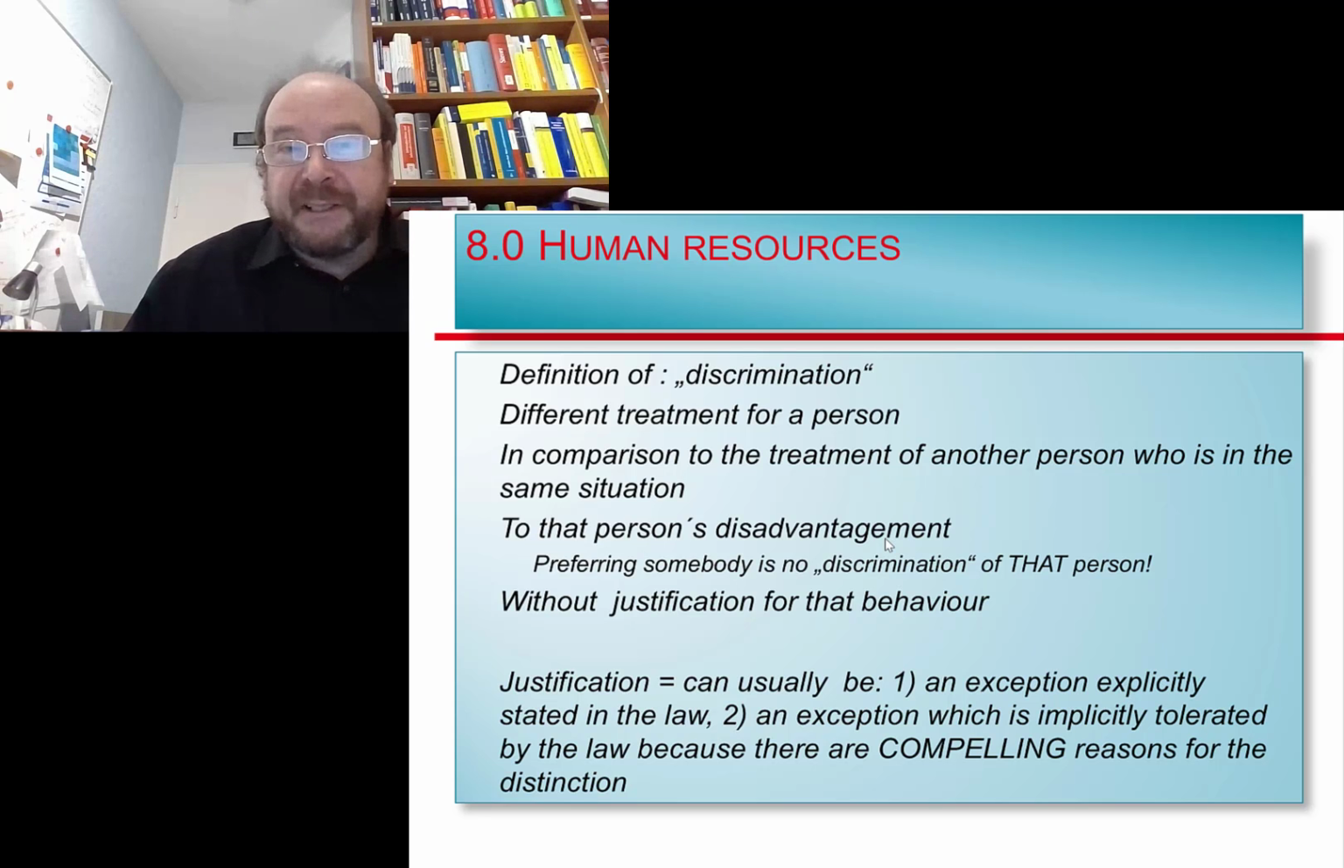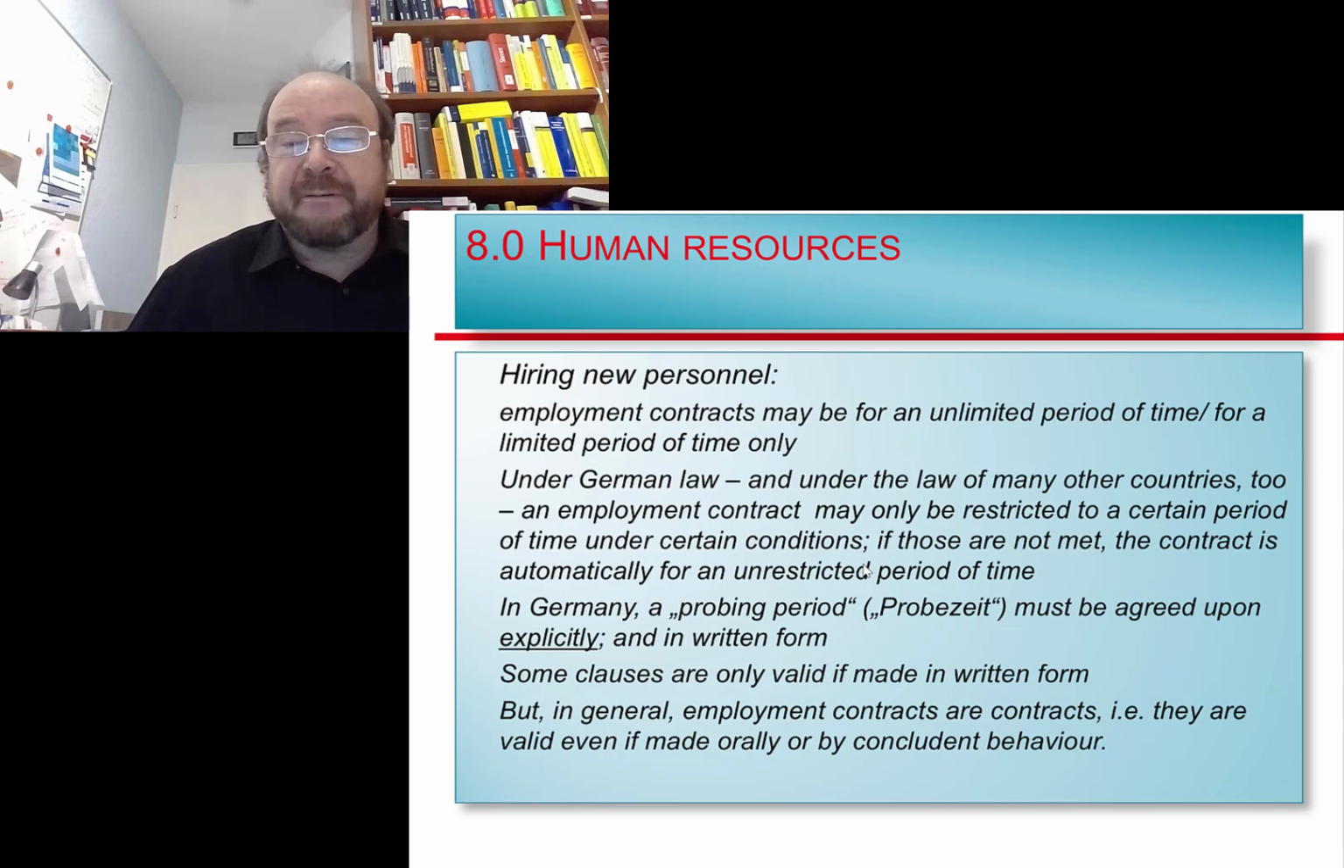But be it as it is, there are exceptions explicitly laid down in the law, and sometimes there are so-called implicit exceptions, so something which a legislator forgot to regulate, but things which are regarded as reasonable, tolerable situations or cases, and there courts usually have to decide what is justified and not.